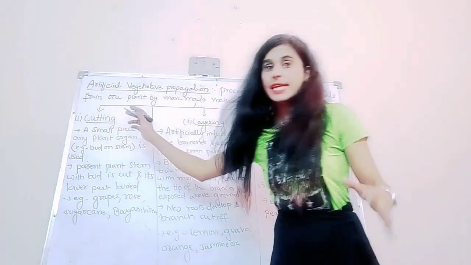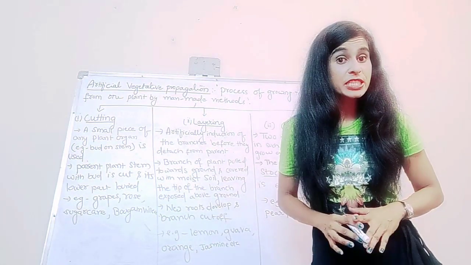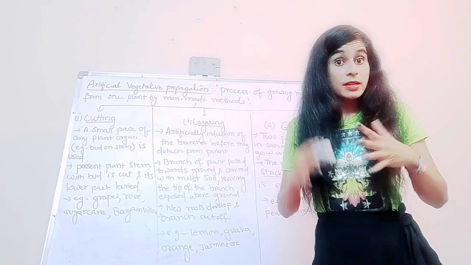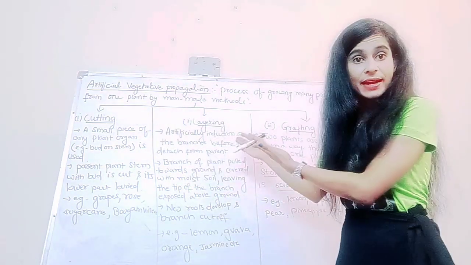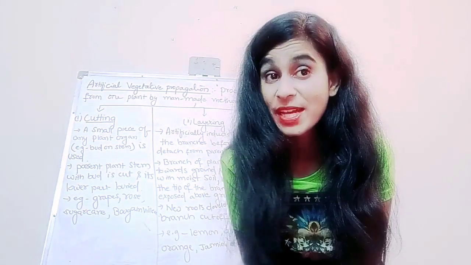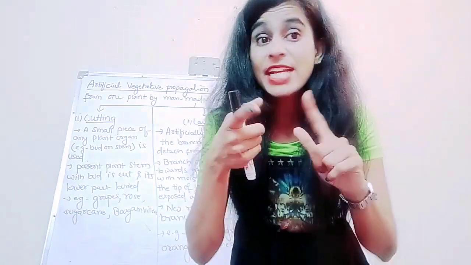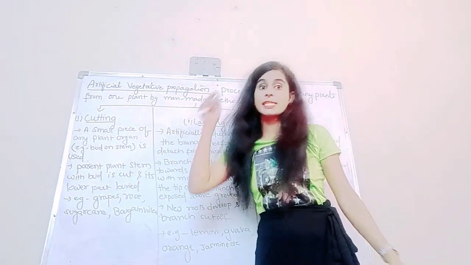They are cutting, the first one that uses man-made methods. The second one, layering, and the third one, grafting. What are the 3 types, guys? Cutting, layering and grafting. So let's see the first one, which is cutting.